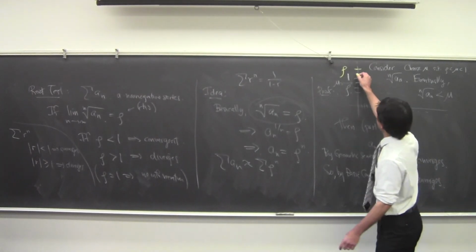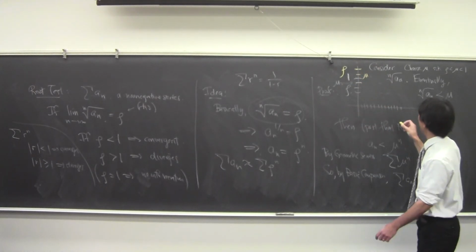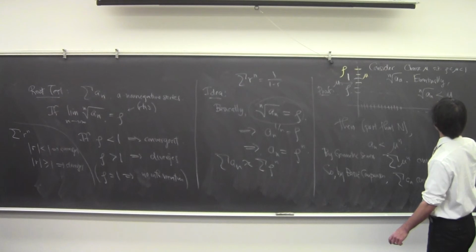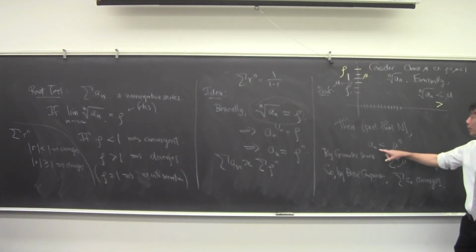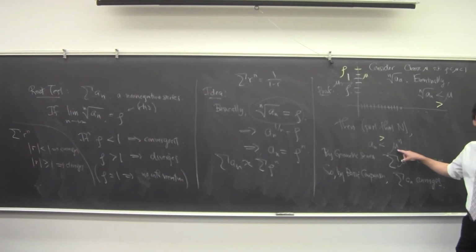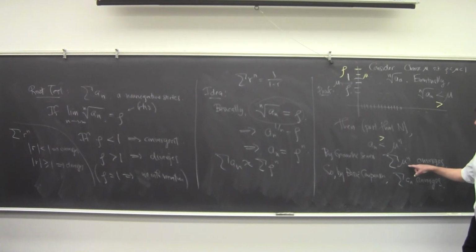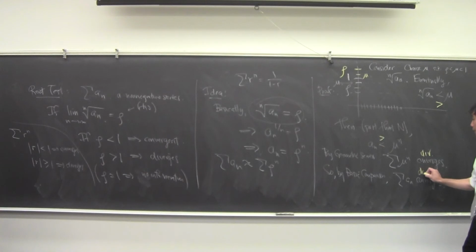Exactly. So you take a new mu here between rho and 1. Eventually, this thing is going to be bigger than mu. So what does that tell you? That past that point, a sub n is bigger than mu to the n. By the geometric series, the smaller guy diverges. And so, by basic comparison, the bigger guy diverges.